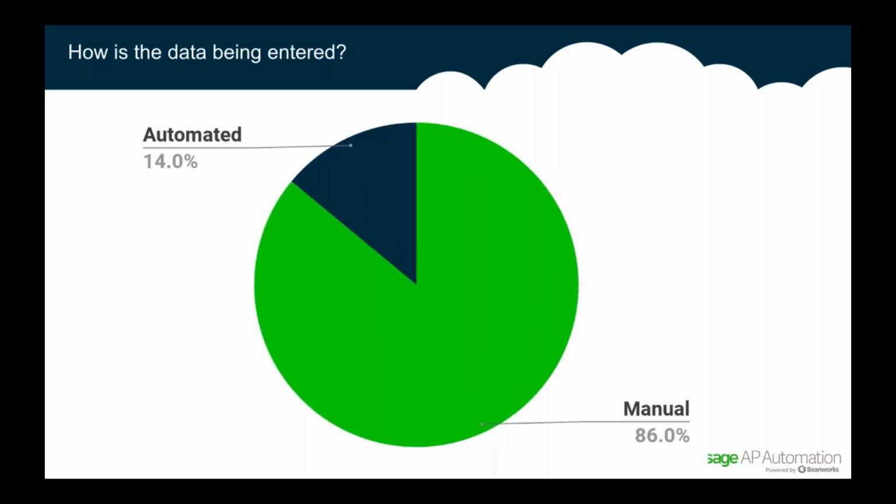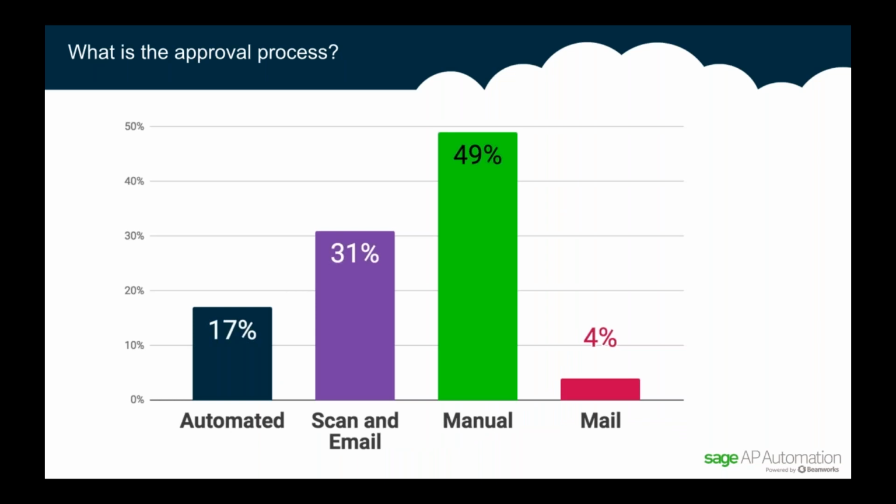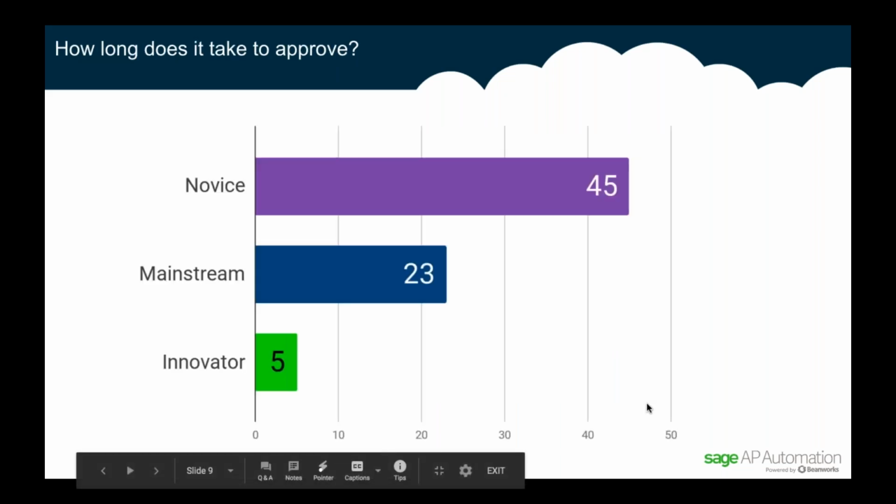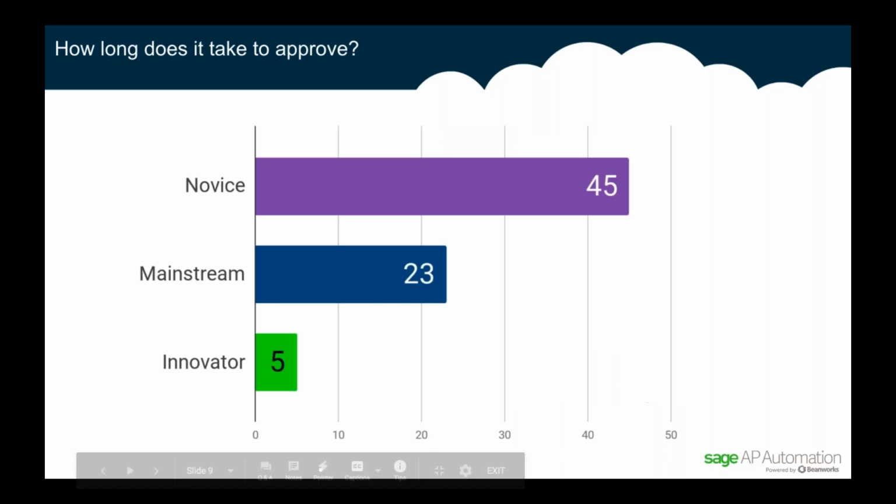Now, once those invoices come in, how is the data being entered into your system? 86% in the SME space is still being done manually. Then the invoices go through an approval process, and 49% of that process is still being done manually as well. That means when an invoice comes in, someone's walking it to someone else's desk to approve it, and then walking it to someone else's desk or emailing it. Because of that manual process, we have 3 different breakouts: novice, mainstream, and innovator. For an approval process in the novice space, it takes about 45 days to 23 days. And if you're an innovator, you're at about 5 days.